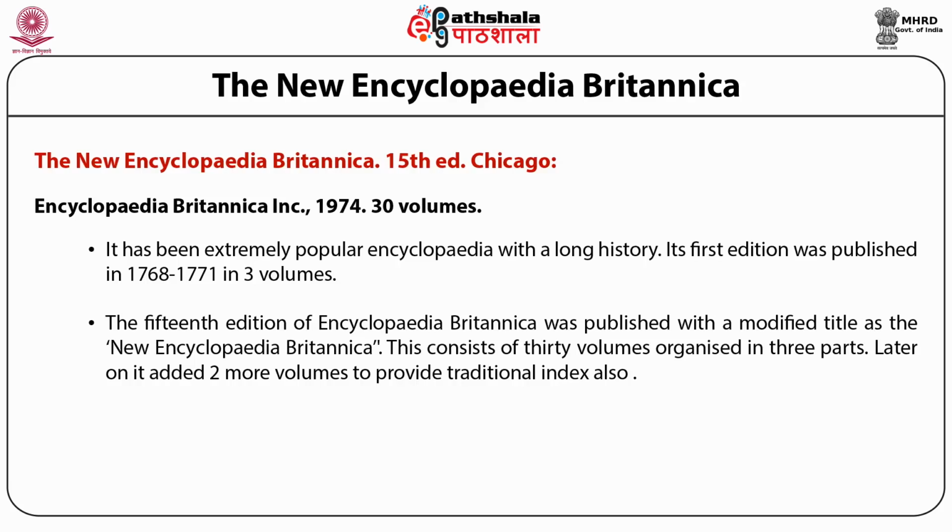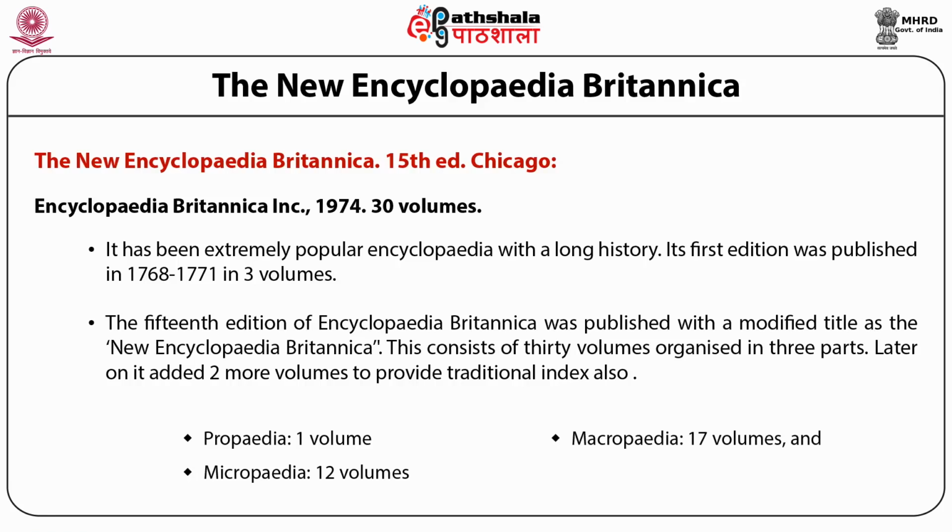The Encyclopedia Britannica is organized in 3 parts. First one is Propaedia, which has 1 volume. Second one is Micropaedia. This has 12 volumes. The third one is Macropaedia, which has 17 volumes, and lastly the Index. This has 2 volumes.